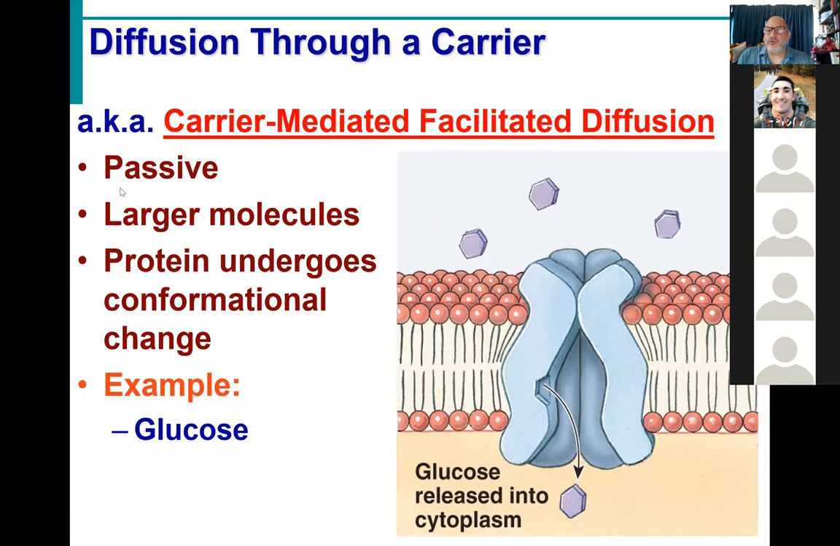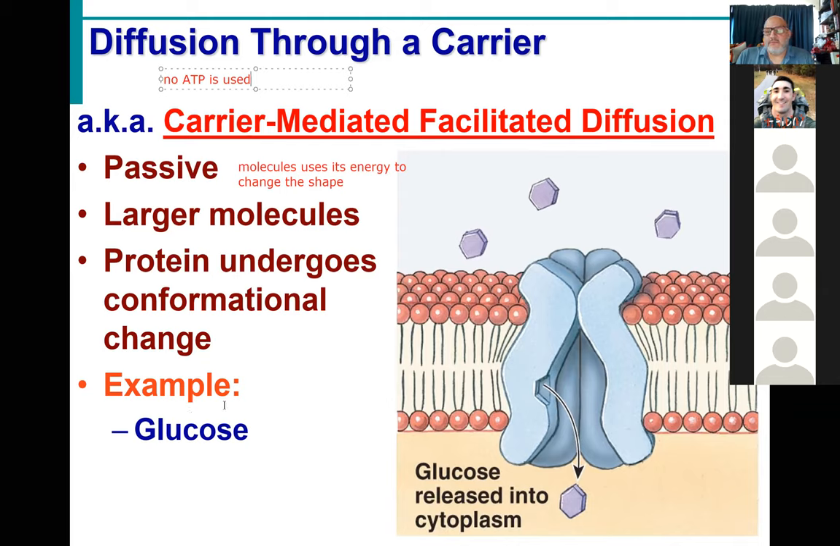When you go to the zoo, you use your energy to get out of the zoo. The zoo doesn't have it plugged into a wall where it's using its energy to spin that gate so that you can get out. Instead, you use your energy. It's passive. The molecule uses its energy to change the shape. This is still passive. No ATP is used in this process. All right?